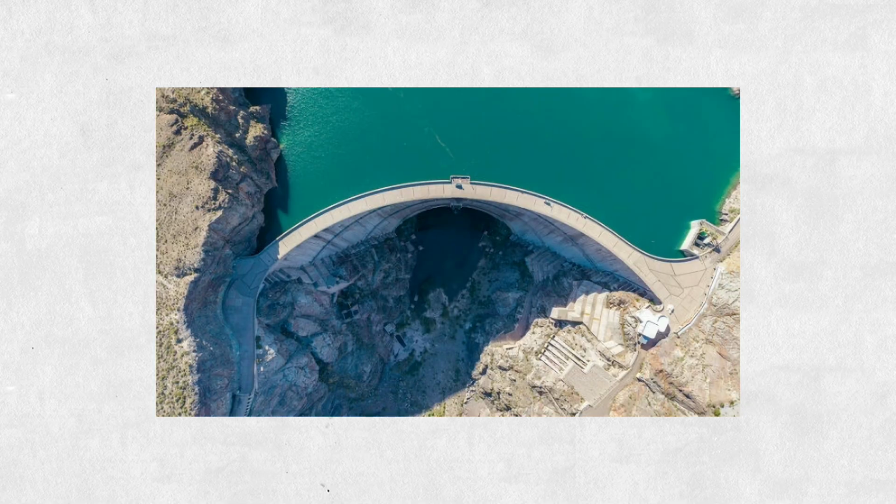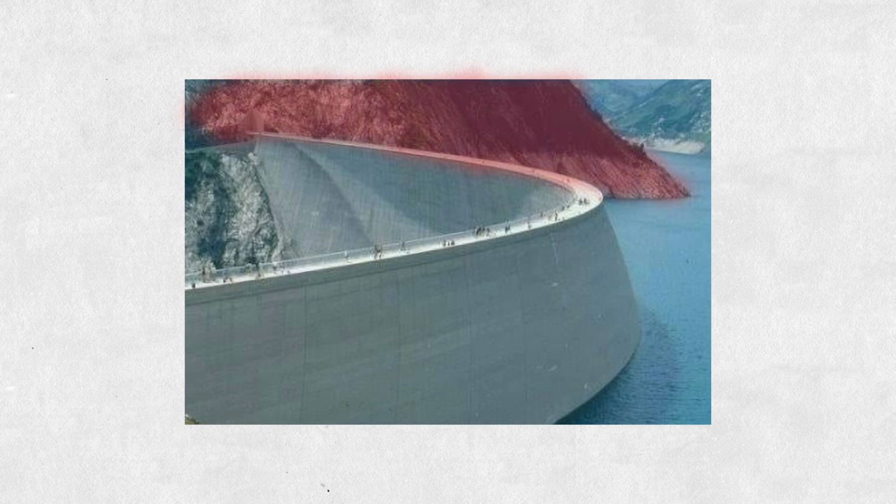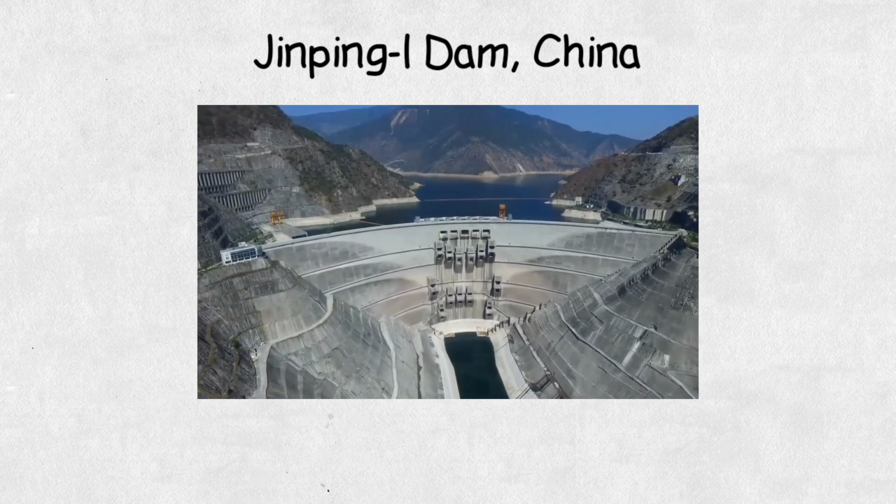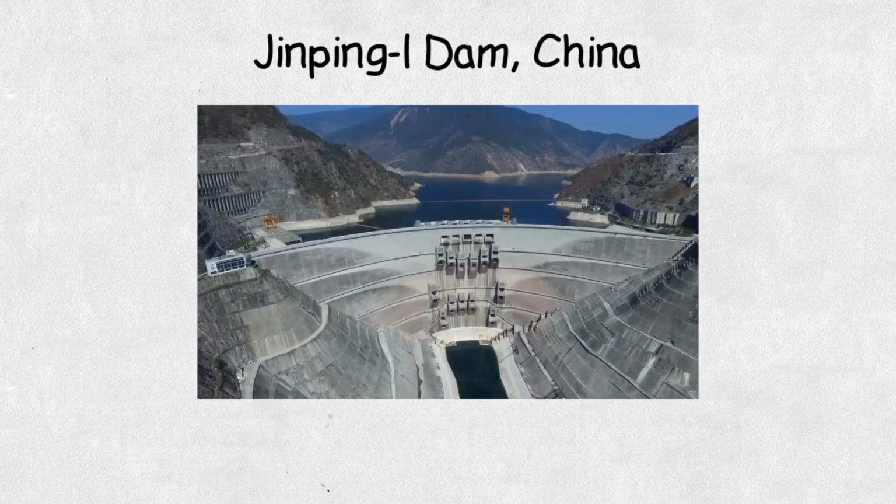Arch Dam. This design curves upstream, forming a shape that transfers the pressure of the water sideways into the canyon walls, rather than straight down. Because the walls absorb most of the force, arch dams can be built much thinner than gravity dams. The Jinping Eye Dam in China, one of the tallest in the world, uses this design.